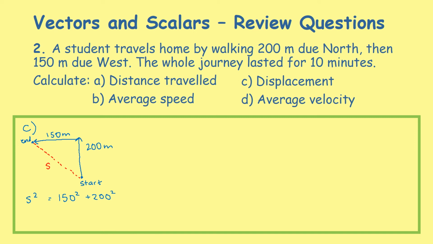The right-hand side of our equation, 150 squared plus 200 squared, is 62,500 altogether. And so taking the square root of this gives us a displacement of 250, a nice round number just there. And it has to be consistent units as before, so 250 meters. But this isn't our final displacement because this is just a number. We need an angle as well.